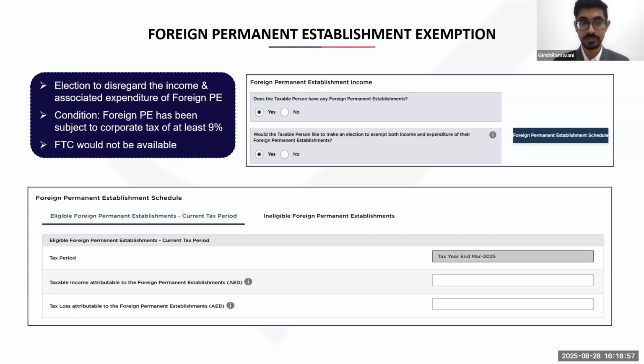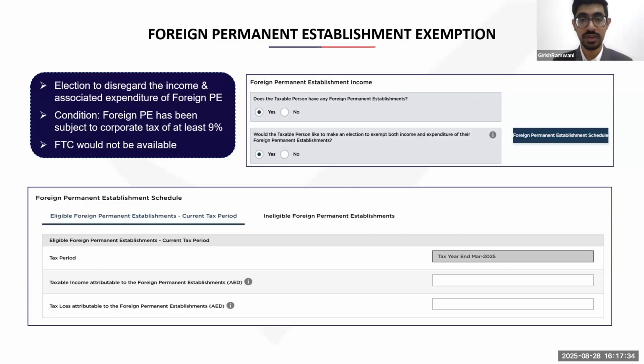for the purpose of computing your taxable income. Now, an important condition for availing this exemption is that the foreign PE in its foreign jurisdiction should have been subject to tax of at least 9% or more. If it has not been subject to any tax, then the foreign PE exemption would not be available. So at least 9% tax the foreign PE should have paid in that country. And if you avail the foreign PE exemption, then FTC would not be available. So foreign PE exemption or FTC, either of these two can be availed, both of them cannot be availed. So if you go with the foreign PE exemption, then FTC is not going to be available.